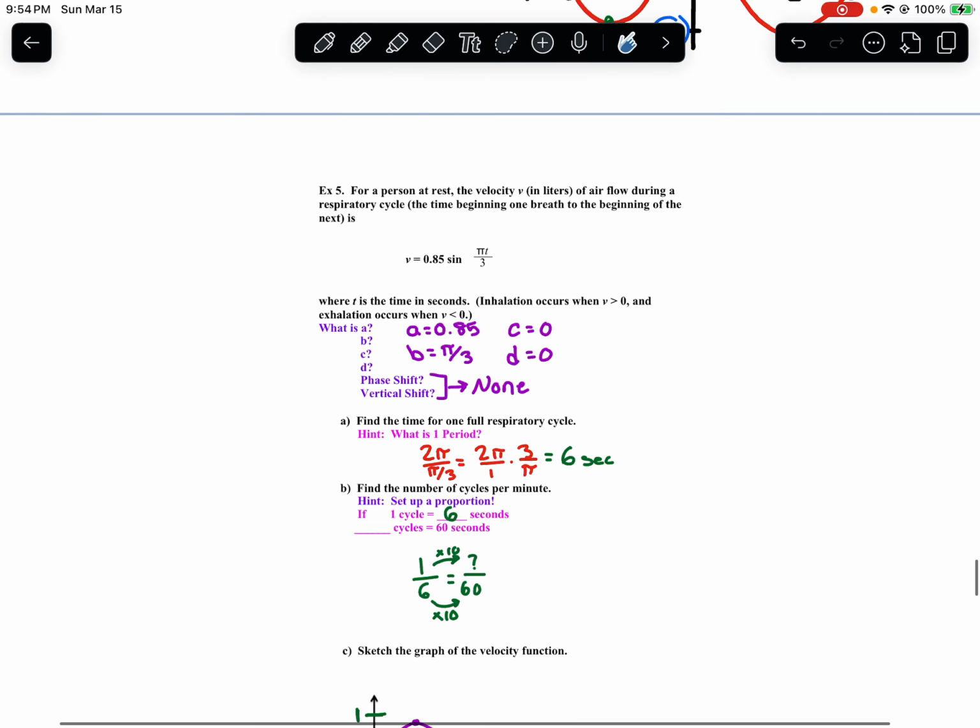Okay, so if we want to identify a, b, c, d, in this case we don't have a lot. So we do have an a value of 0.85. We do have a b value of pi over 3, but we don't have a c, we don't have a d. So that means we don't have any phase shift, we don't have any vertical shift.